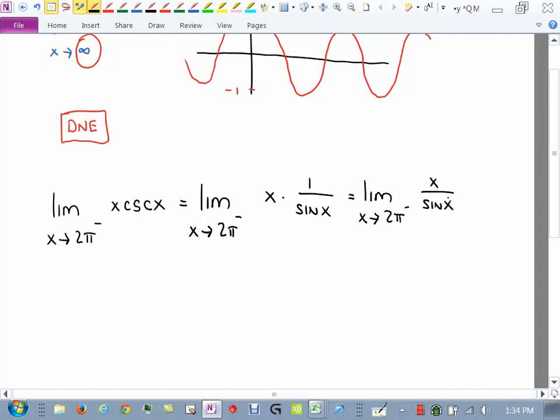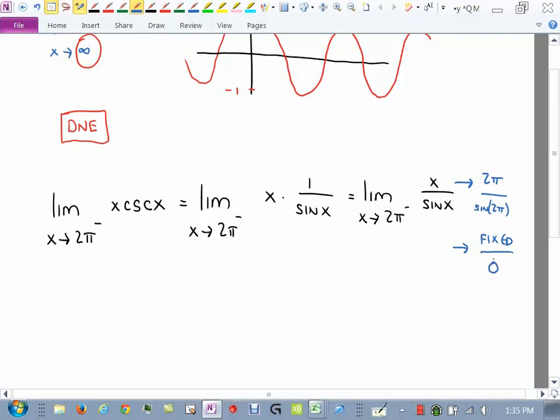Now let's just do a quick little plug-in. Let's plug 2 pi in and see what we get. We plug 2 pi in on the top, we get 2 pi. If we plug 2 pi in the bottom, sine of 2 pi is going to be 0. So what we're getting here is a fixed number on top divided by something that is approaching 0.